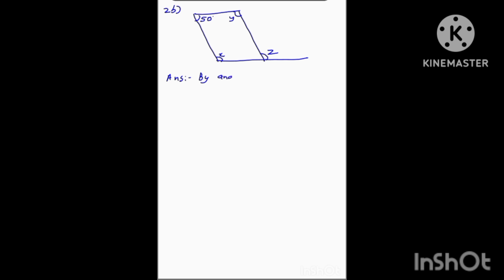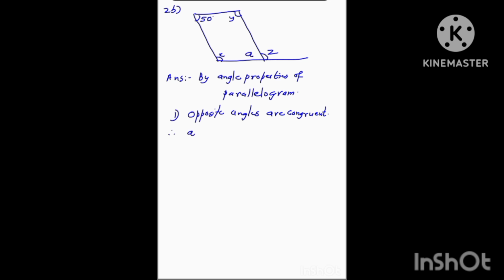Okay, so by the angle properties of the parallelogram, read the comment there. First, opposite angles are congruent. Opposite angles are congruent is a property of the parallelogram. So we are denoting this angle as A just for simplicity. This is A. That means this A is 50. Though we don't have to find it out, it's very much needed to find x, y, z.